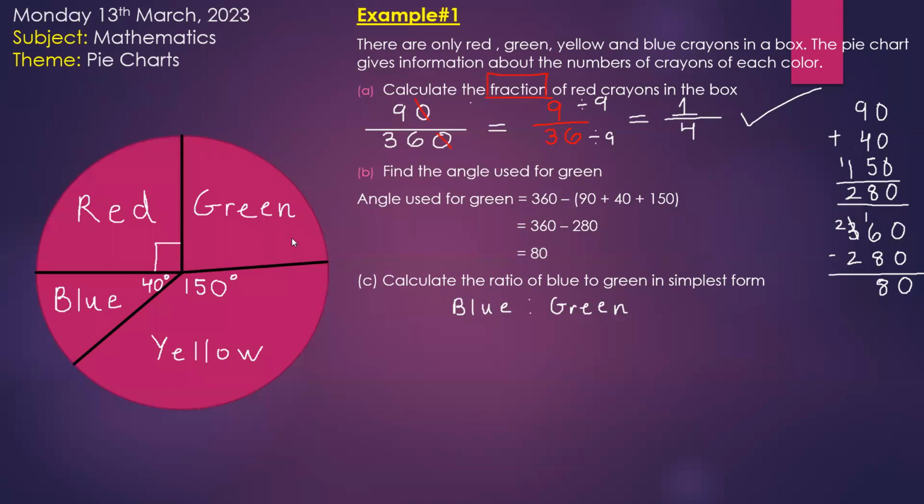So blue to green. What is the degrees for blue? It's what? 40. 40 degrees. Yes, 40. And what's the degrees for green? 80. 80, very good.